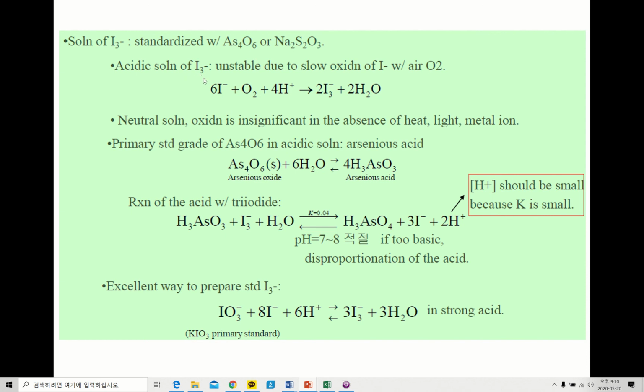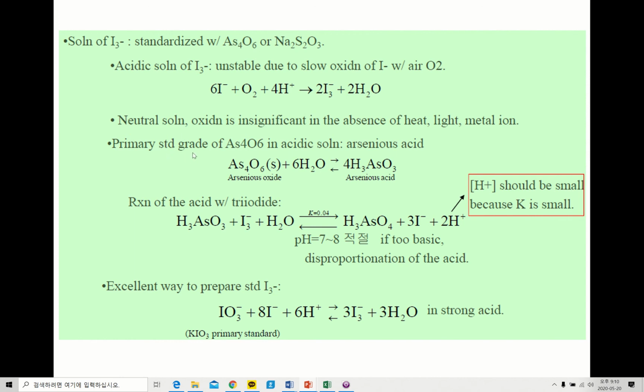An acidic solution of triiodide is unstable due to the slow oxidation of iodide with air, with oxygen. By this reaction, iodide is oxidized to triiodide. In neutral solution, oxidation is insignificant in the absence of heat, light, and metal ion. So it is important to avoid heat, light, or metal ion, and a neutral solution is important.